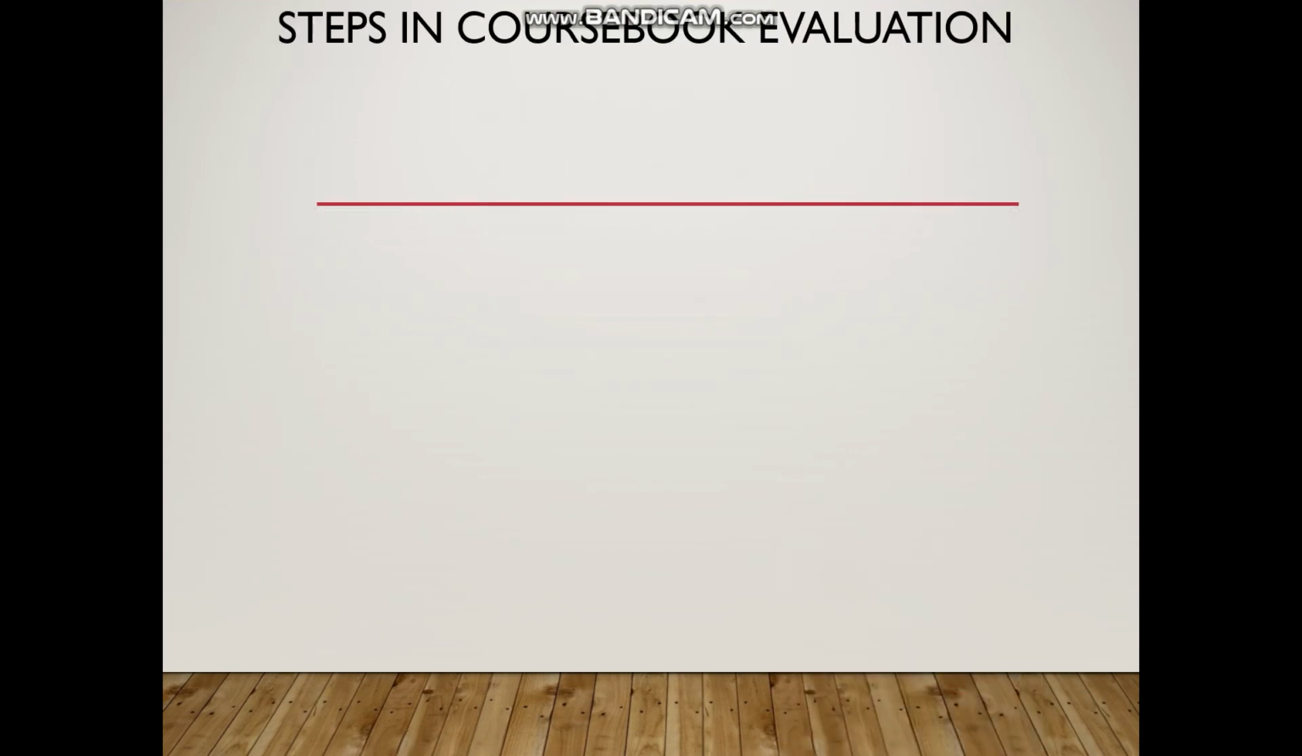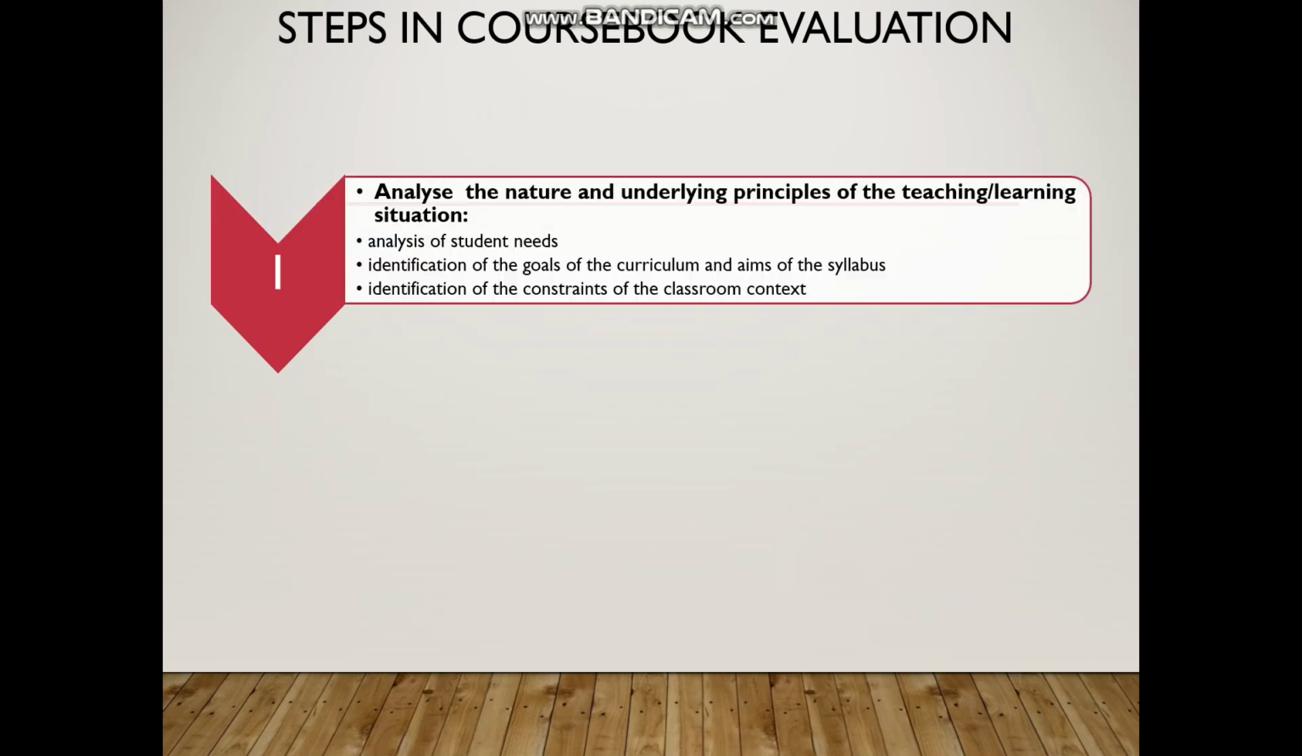There are several steps in course book evaluation. The first one is to analyze the nature and underlying principles of the teaching and learning situation. Analysis of students' needs. While choosing the course book, we should not think about ourselves, teachers. We should think about students. What do they need? What kind of material do they need? What kind of information do they need? And how will they be able to implement and apply this knowledge in reality?